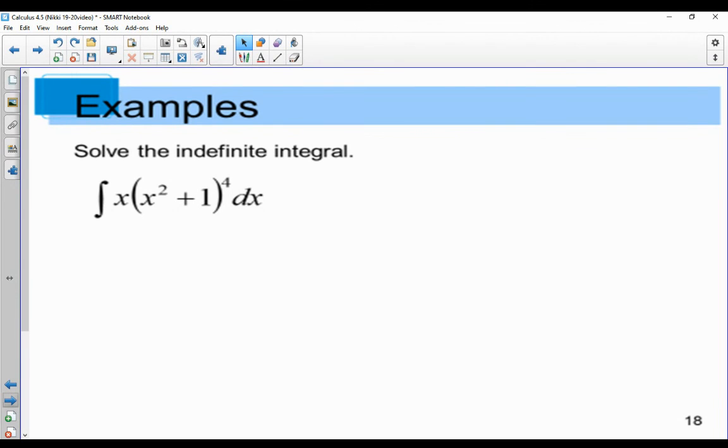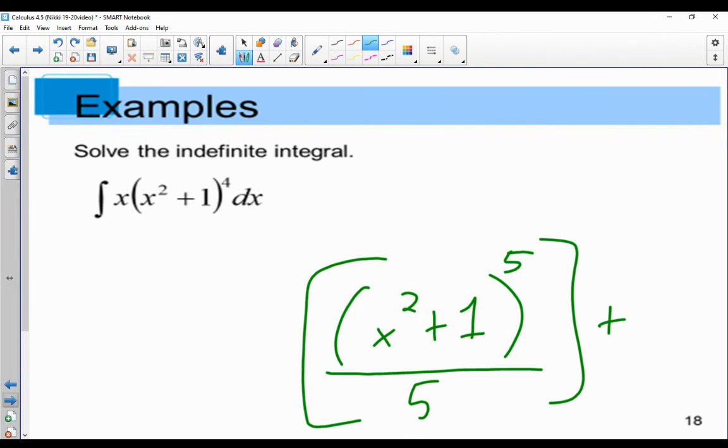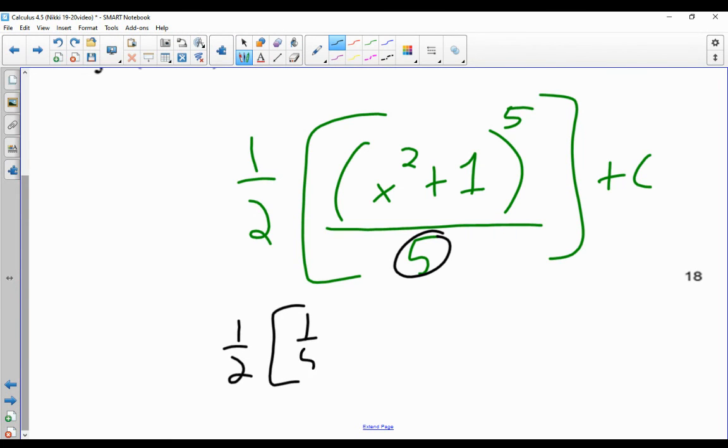Again, this one is basically almost identical to the previous one. So I feel like I'm not really going to work through this one, but I will tell you the answer. So for the answer, you should have x squared plus 1 to the power of 5, and then all that is going to be divided by 5 plus c, but then you are going to end up with a 1/2 in the front. So then that means when you simplify, take the division of 5, rewrite it as 1/5.